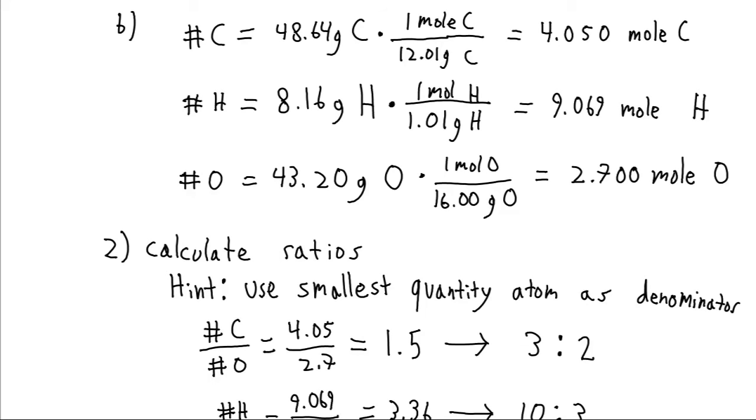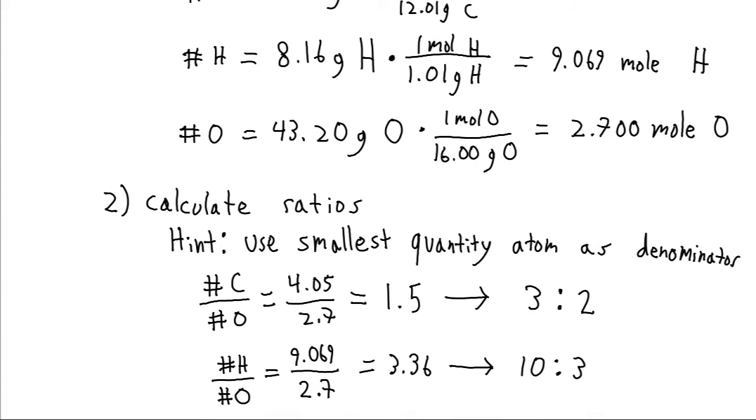Now, there's a hint here. Usually it will work out best if you construct these ratios using the atom which has the least quantity, in this case oxygen. That will make it easier to figure out what the simple whole number equivalent should be in many cases. Let's do that for carbon and oxygen. We take 4.05 moles of carbon to 2.7 moles of oxygen. It comes out to 1.5, which we can represent as a 3:2 ratio. 3 divided by 2 gives us 1.5.